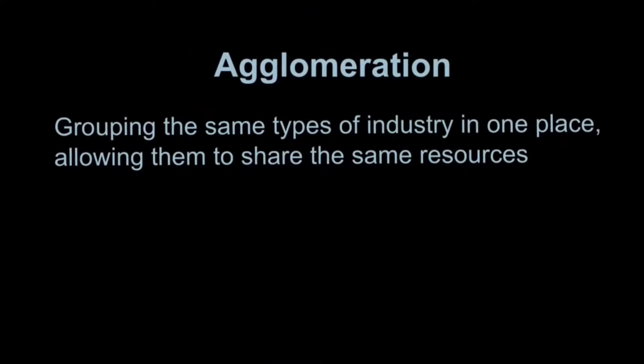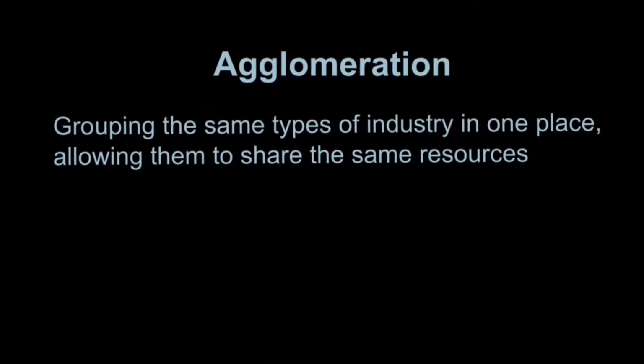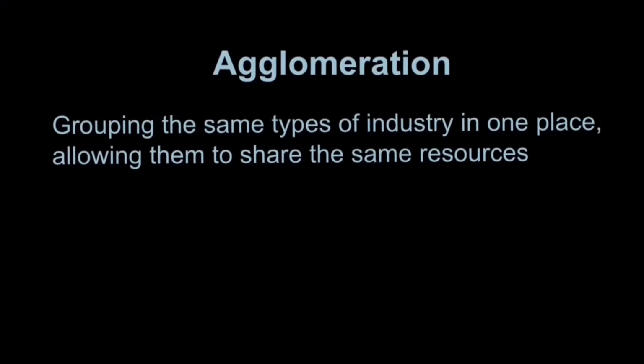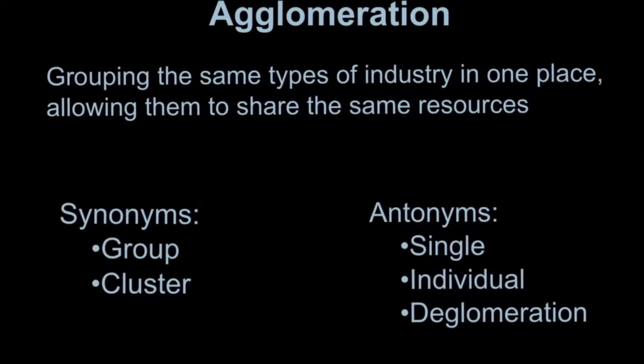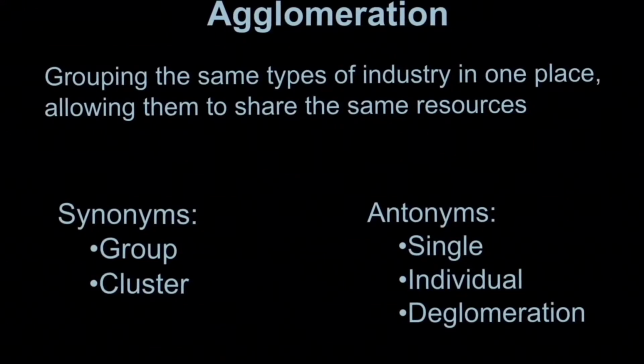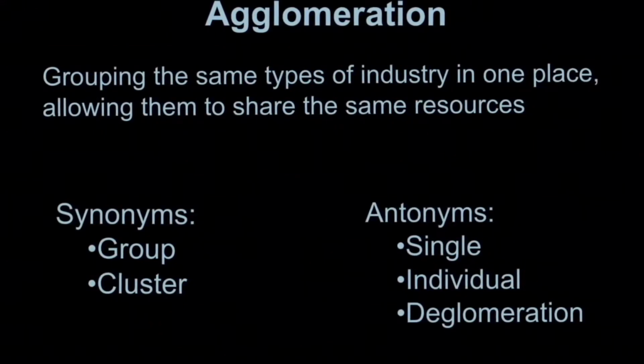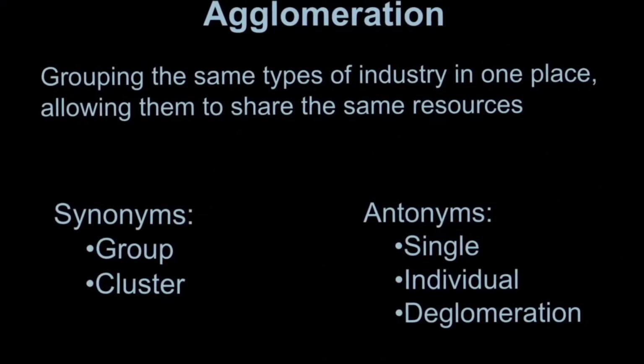Agglomeration is grouping the same types of industry in one place, allowing them to share the same resources. Some synonyms of agglomeration are group and cluster, and some antonyms are single, individual, and deglomeration.